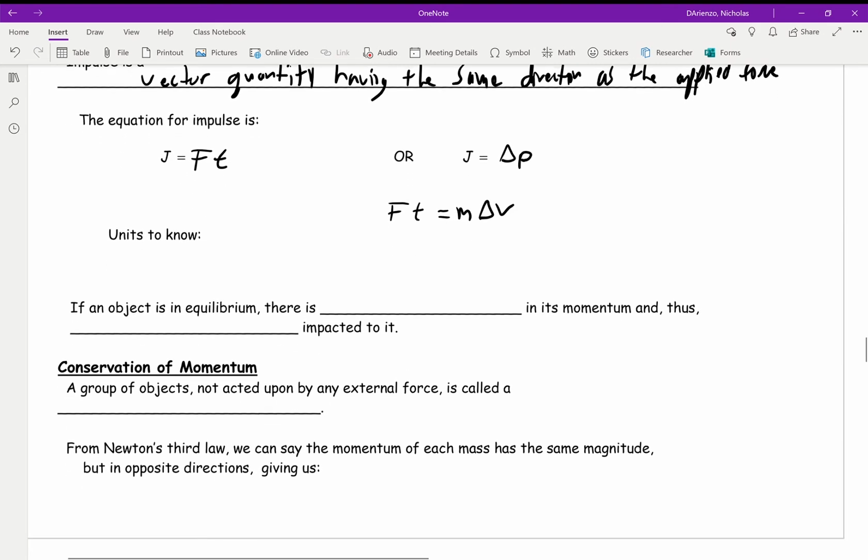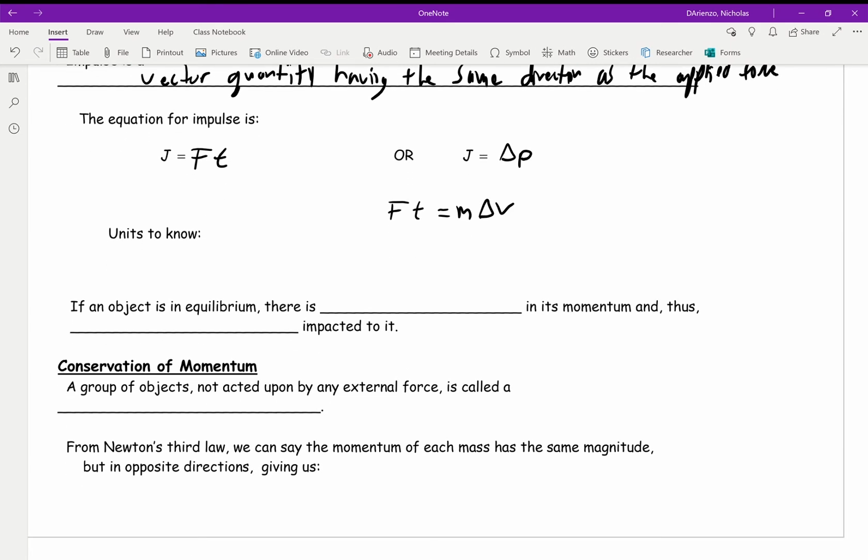So an impulse is going to cause a change in velocity of one or more objects, and therefore we can use that to help determine how long the force was applied, what the force was, or even to figure out what our impulse actually was.